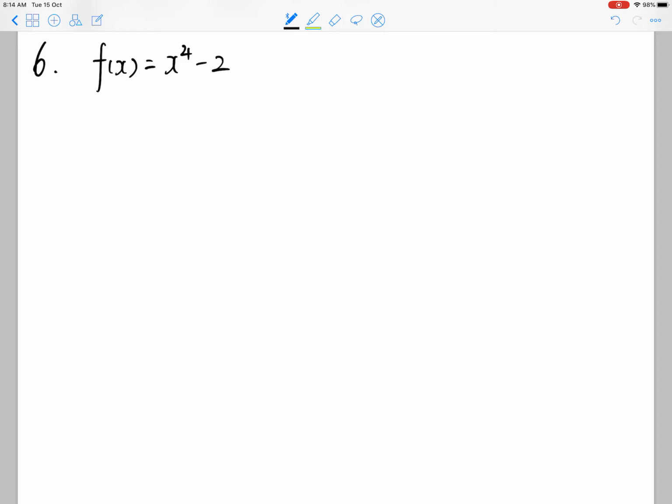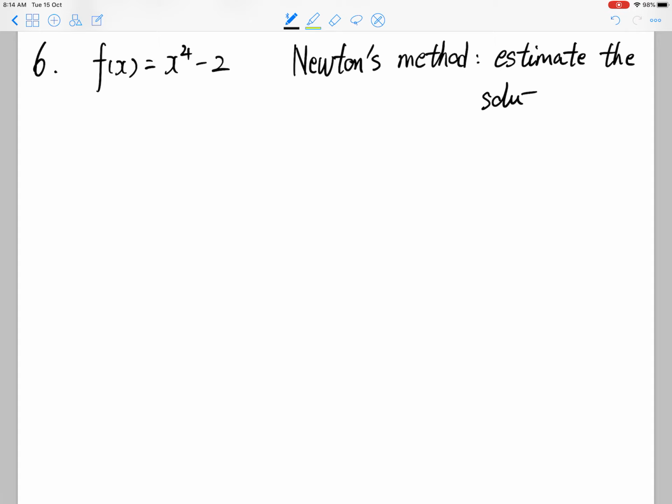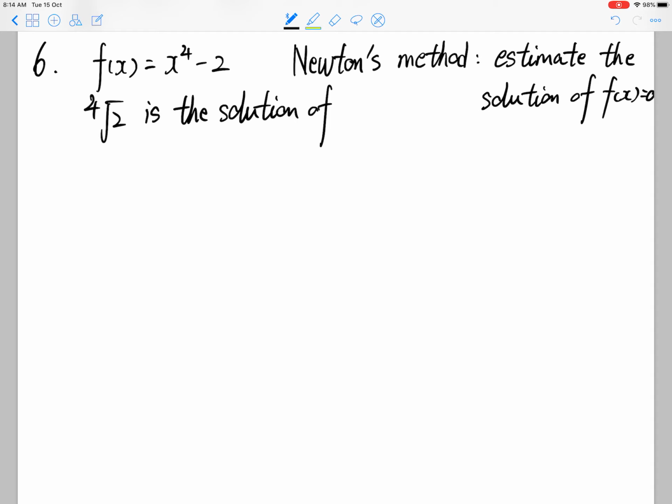Okay, so what is Newton's method? Newton's method is used to estimate the solution of f(x) equals 0. Here, because you want to estimate the fourth root of 2, this is the solution of x to the power 4 minus 2 equals 0, right? So you want to estimate this. It's the same as estimating the root of this equation.